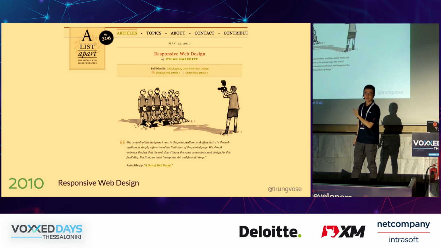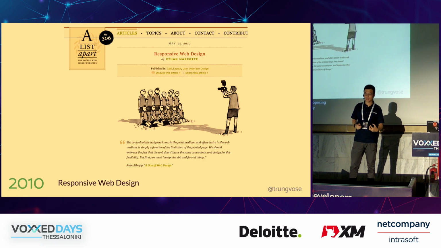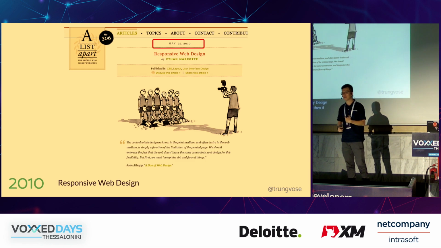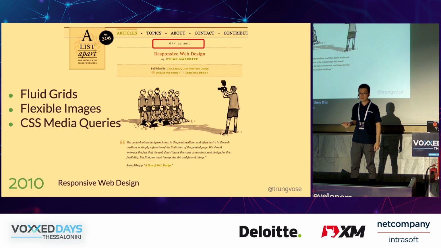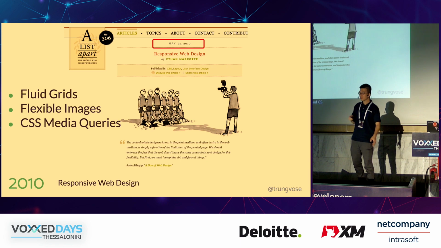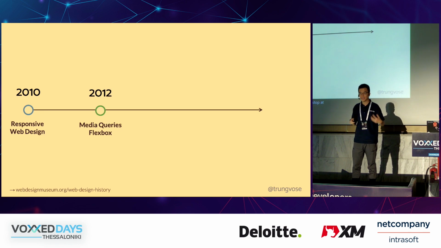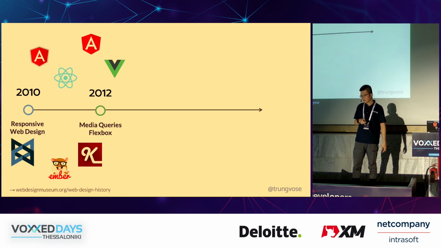But then this article was proposing a new approach to seamlessly design for mobile and desktop, and it outlined 3 fundamental principles: fluid grid, flexible image, and CSS media query. And yeah, I think we stopped at 2010, and since then we got Flexbox and media query a few years later. And then, before 2017, we got a lot of JavaScript frameworks during that time. And in 2017, CSS Grid came out.